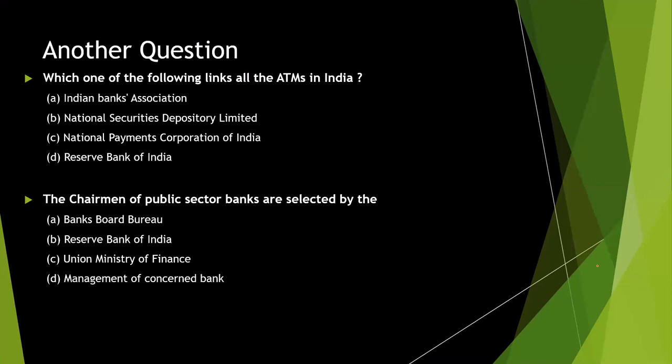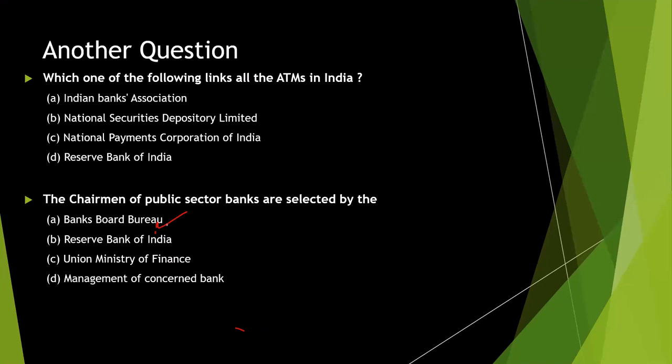First, look at the second question. Chairman of public sector banks are selected by. When this question was asked, we had so many public sector banks that every now and then, one or the other chairman would be retiring, and the next person should be selected. If you just read one newspaper report, you'll understand that there's something called the Banks Board Bureau, which makes these selections.